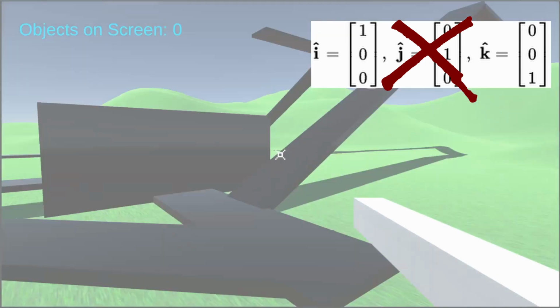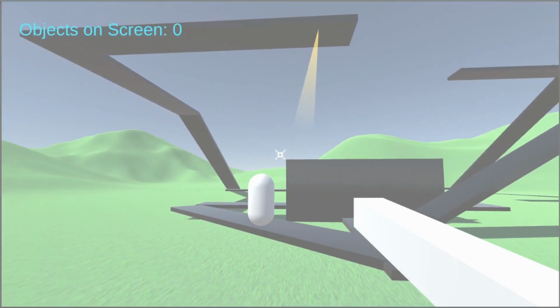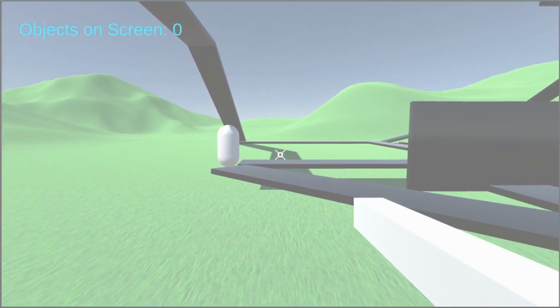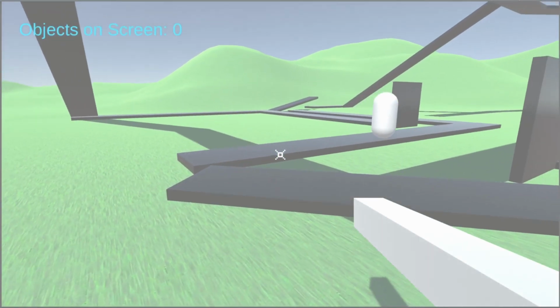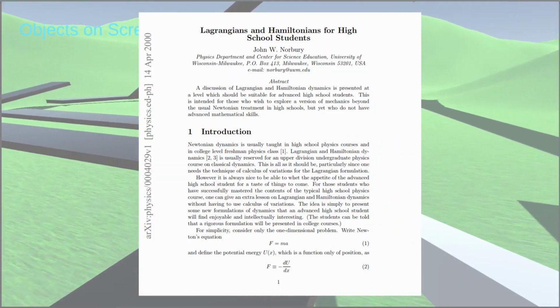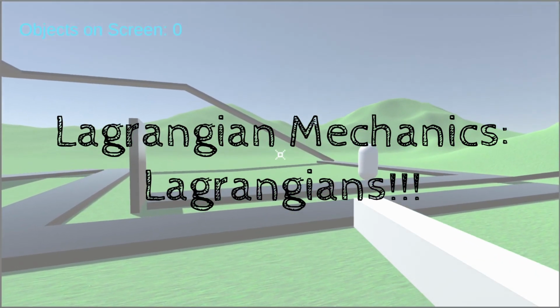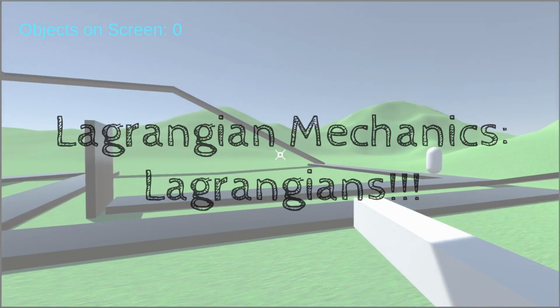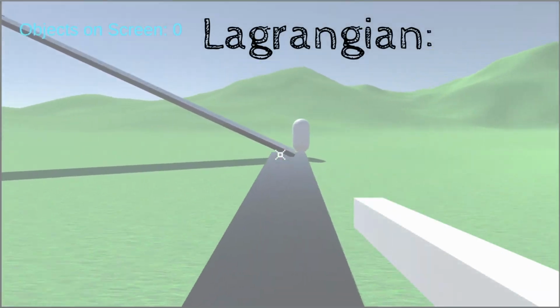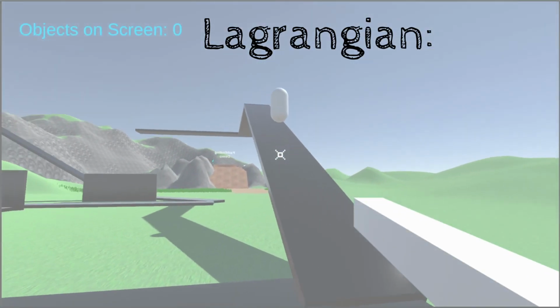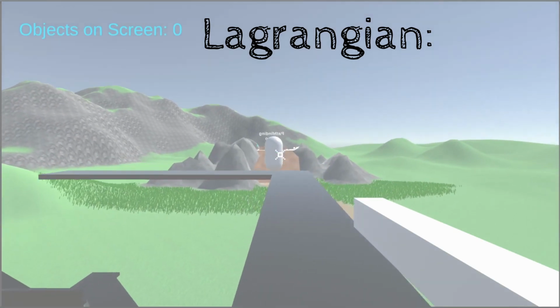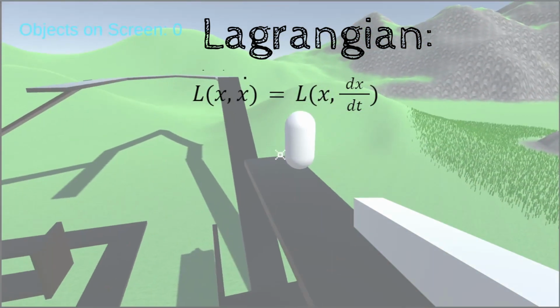So I'll pretend I know what I'm talking about by reading and learning from this 4-page paper, which is shown on the screen. Lagrangian mechanics deals with, well, Lagrangians. To start, we can define a Lagrangian. This will be a functional, or a function of functions. So the most common one is the one shown on screen.